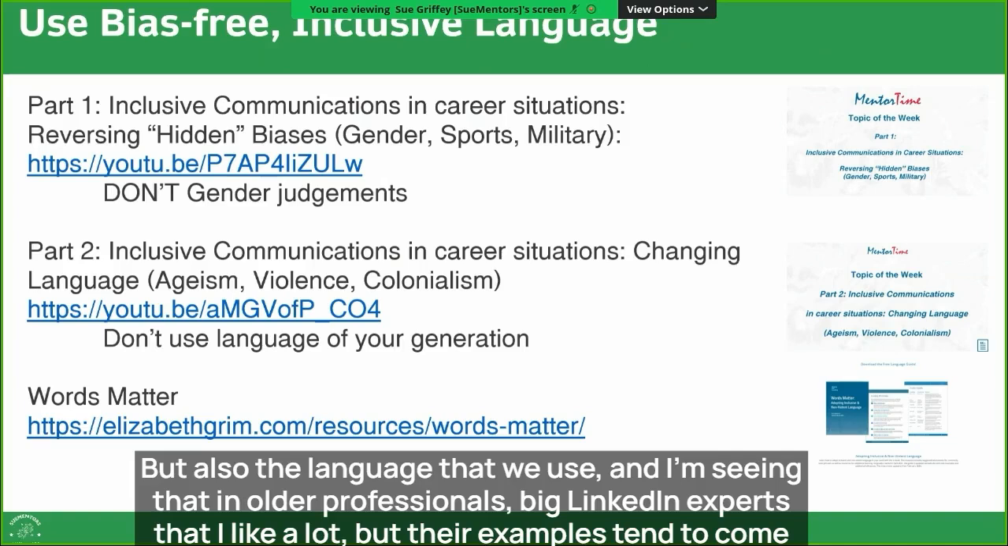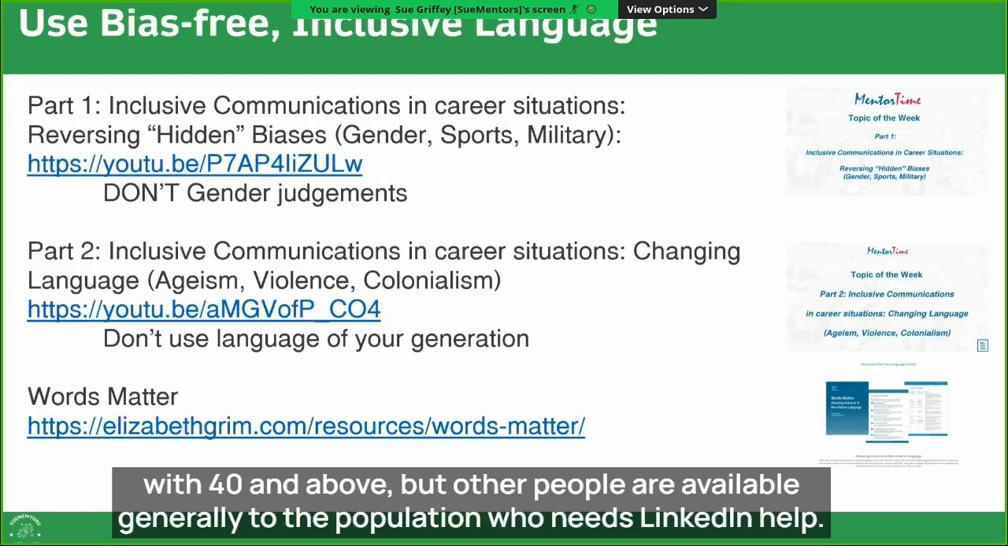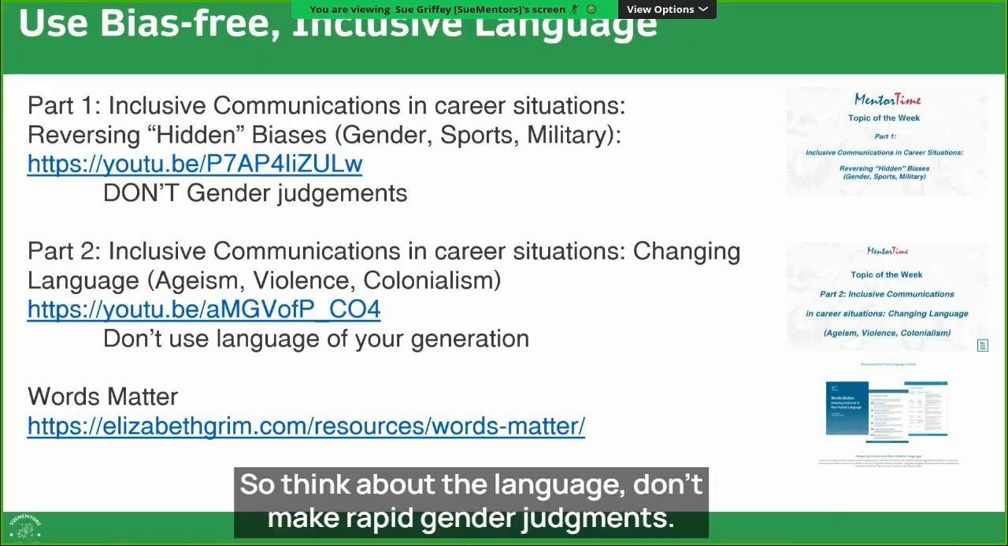And I'm seeing that in older professionals, big LinkedIn experts that I like a lot, but their examples tend to come more from their generation rather than trying to appeal to a broader audience. Some of these people say they only work with people 40 and above, but others are available generally to the population who needs LinkedIn help. So think about the language. Don't make rapid generational judgments.